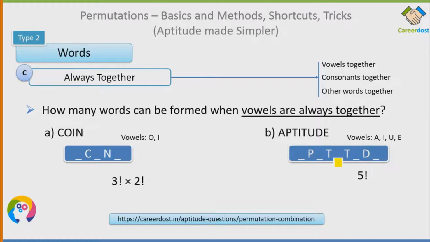So what we will do, as we have already discussed before, it will be 5 factorial divided by the word that is repeated, so divided by 2, into vowels. Vowels can be placed in 4 different ways, so into 4. So 5 factorial divided by 2 factorial into 4 factorial. This is the answer. So this is for vowels.